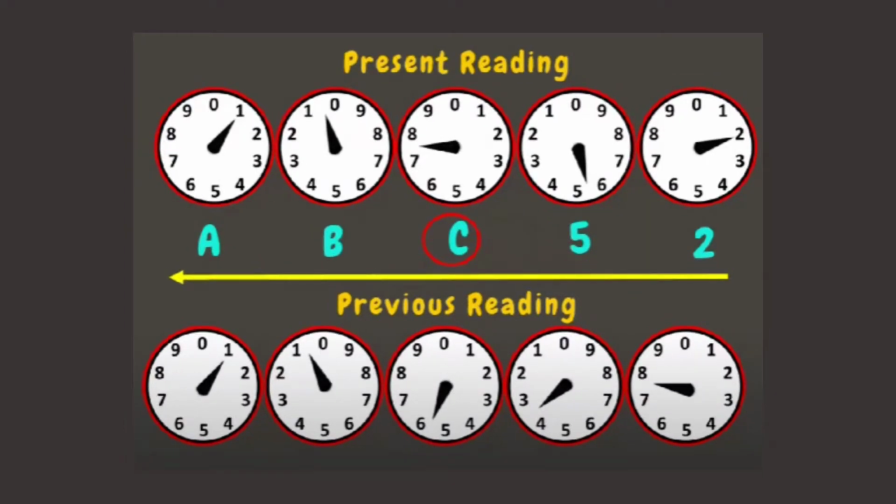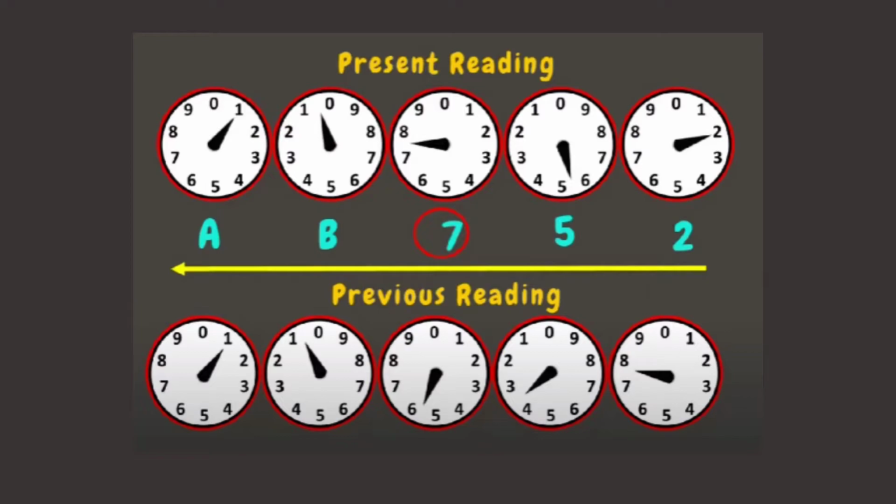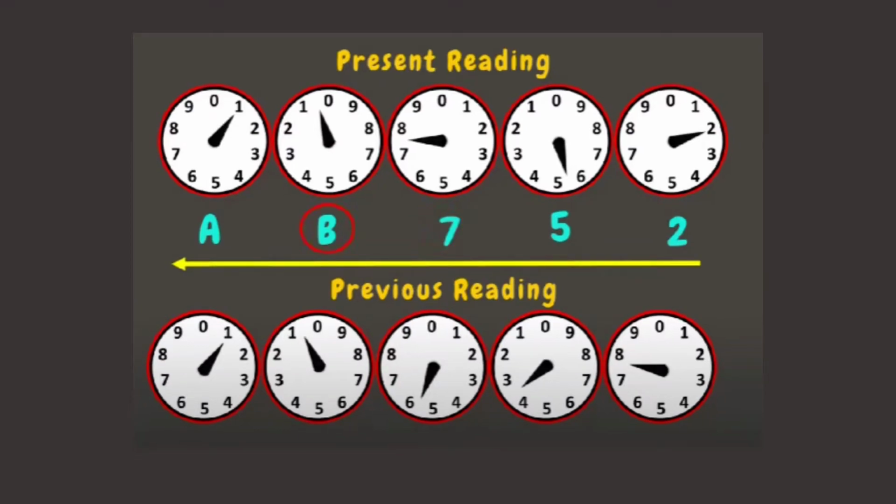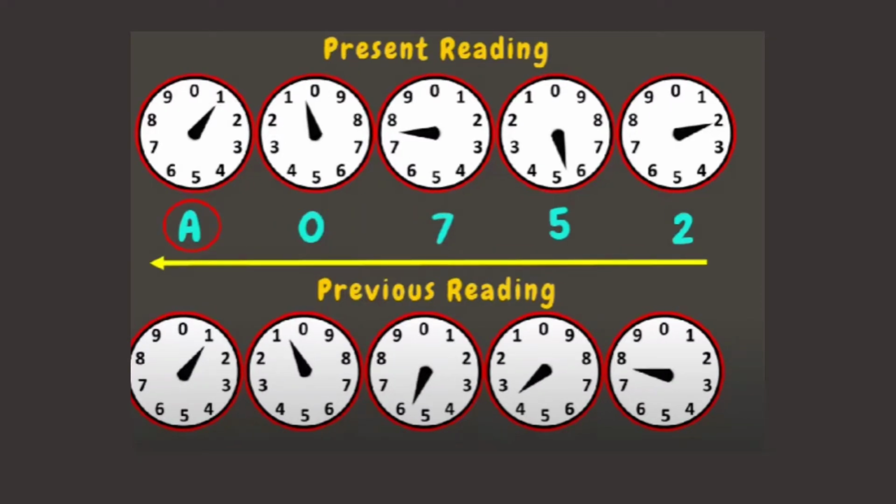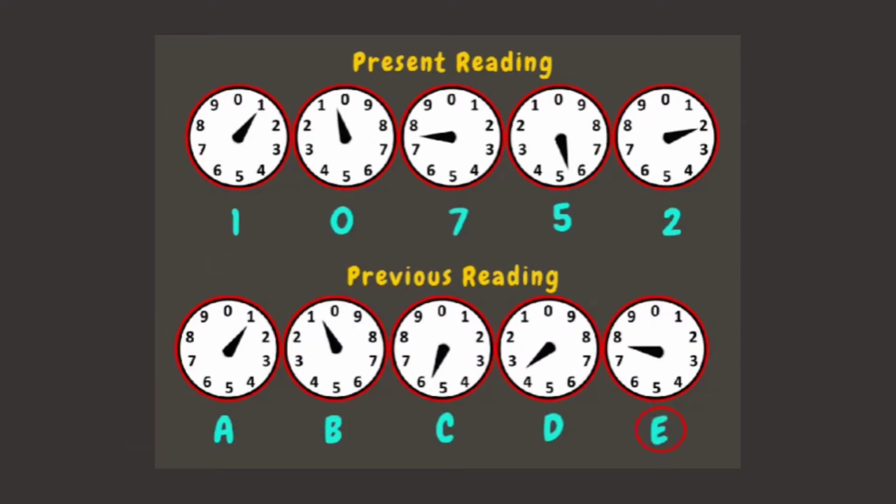Same thing in dial C. Since the pointer appears between the numbers, we'll get 7, since it's smaller. Then in dial B, the smaller number here would be 0. And lastly, we can see in dial A, the pointer points exactly at number 1. So that will be our dial A.